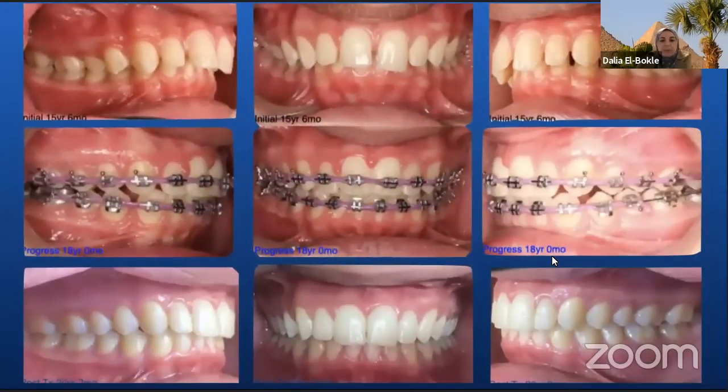This is an example of a class 2 patient, with increased overjet and deep overbite. Actually, this is the one with the inclined bite turbo that I just showed you. And you can see how I was able to achieve solid class 1 occlusion and the correction of the deep bite.